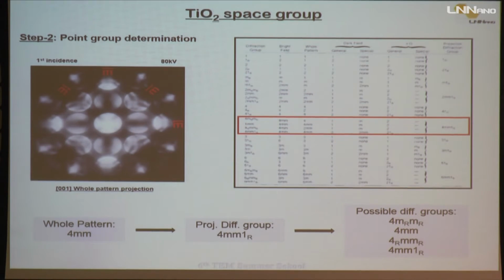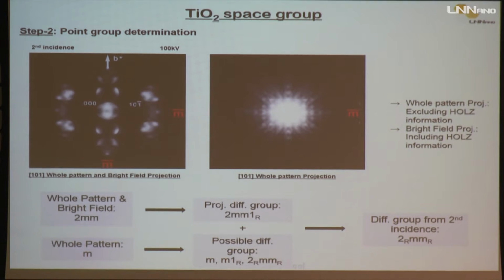So I go for a different orientation, and when I take an image in 101 orientation, I can see that both the whole pattern, including the HOLZ, all the disks, and just looking at the bright field disk, has 2mm symmetry. So that is 1 mirror here, 1 mirror here, 1 mirror here, 1 mirror here. If I draw a line here, the left hand side is equal to the right hand side. If I draw a line here, the top of the image is equal to the bottom of the image. So I can see that it has 2mm symmetry.